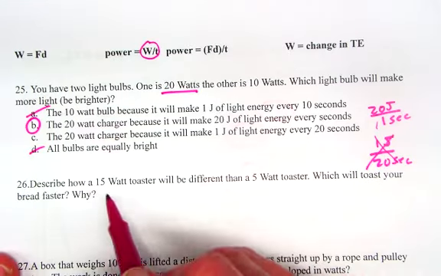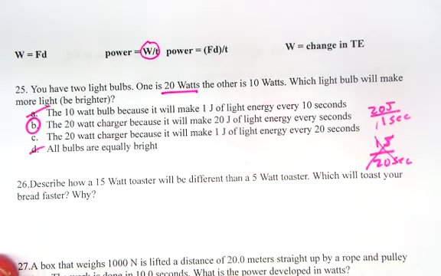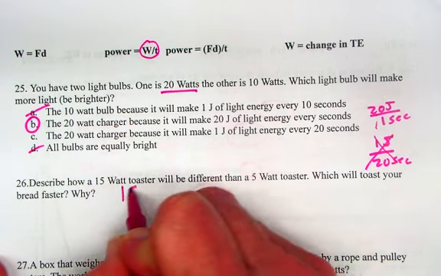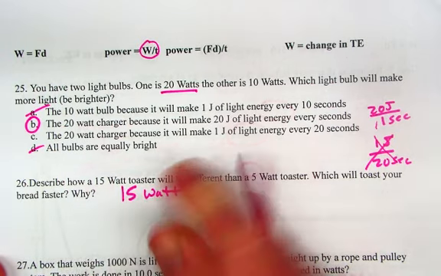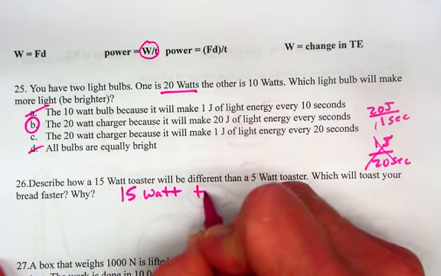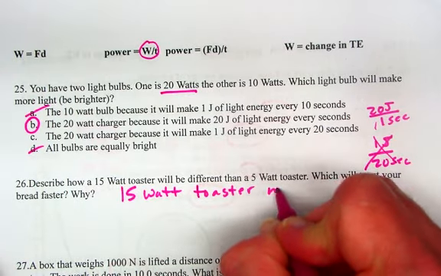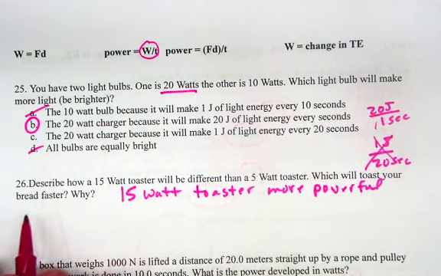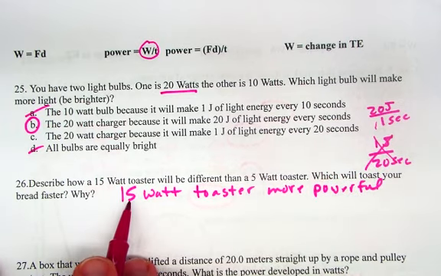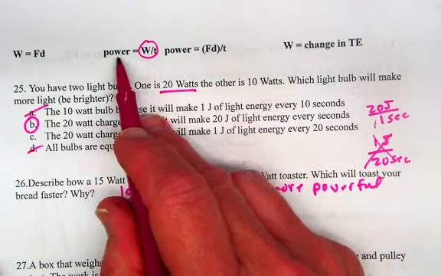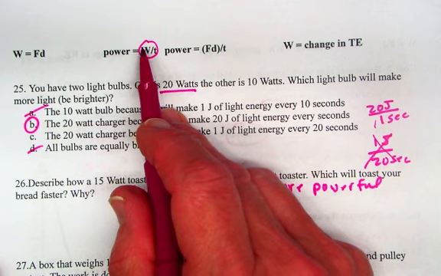Describe how a 15 watt toaster will be different than a 5 watt toaster. Which will toast your toast faster? Why? So the 15 watt toaster is more powerful because that's what watts measure, is power. And which will toast your bread faster? It's going to toast faster because, remember, it's related to time. The more power you have, the less time it will take to do work.